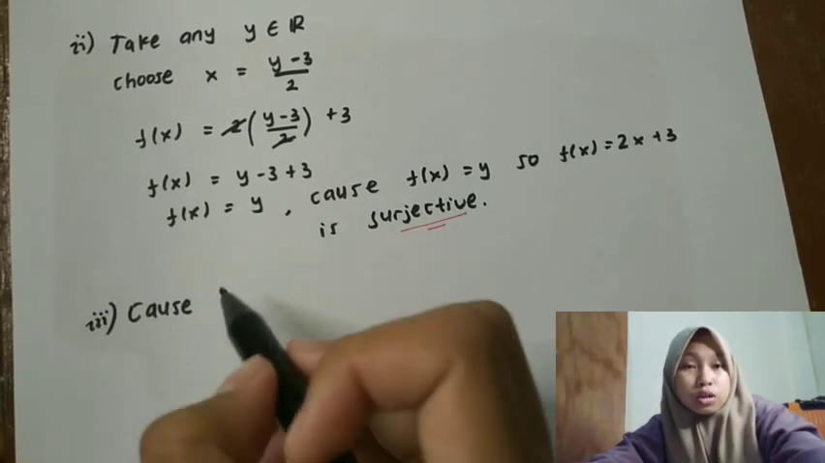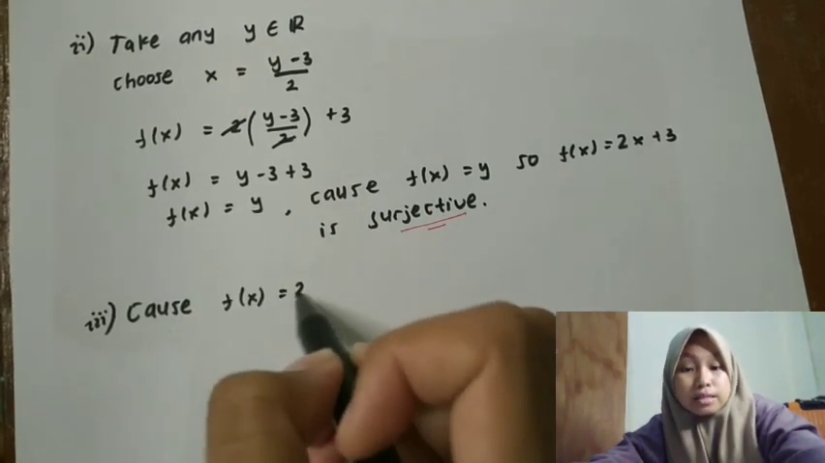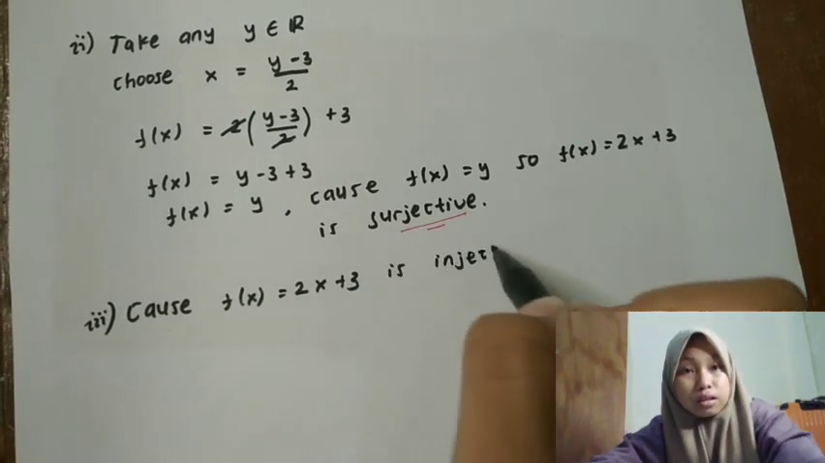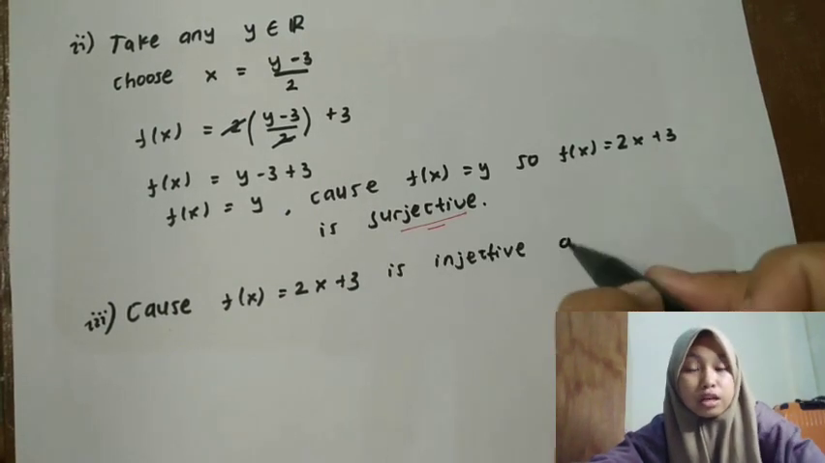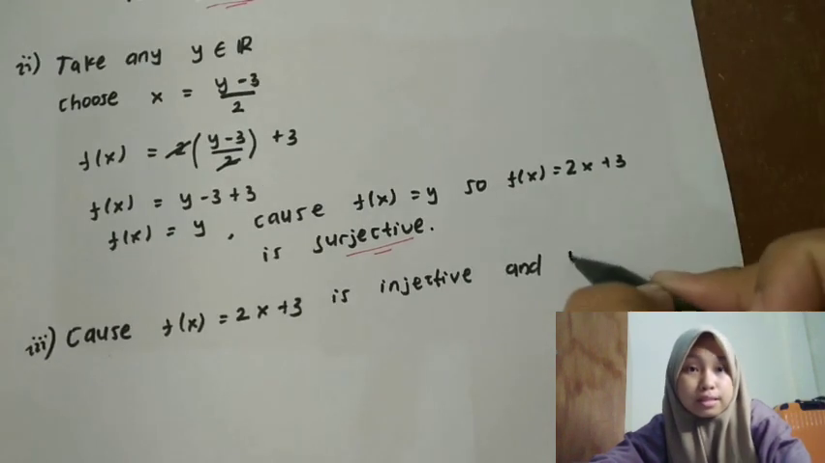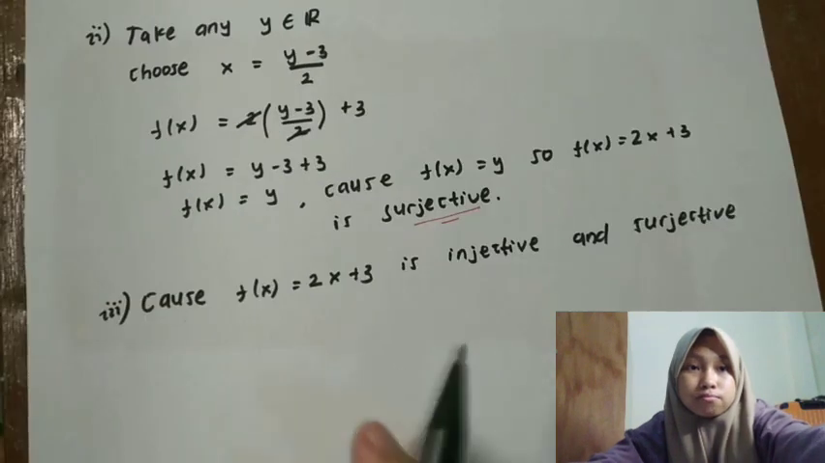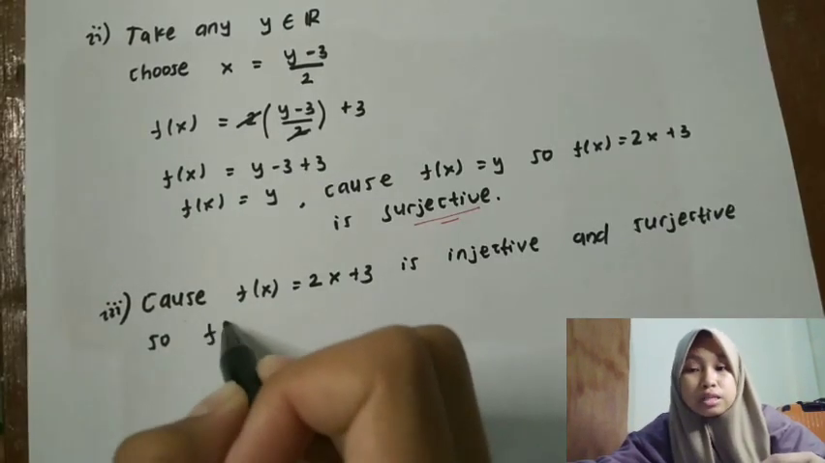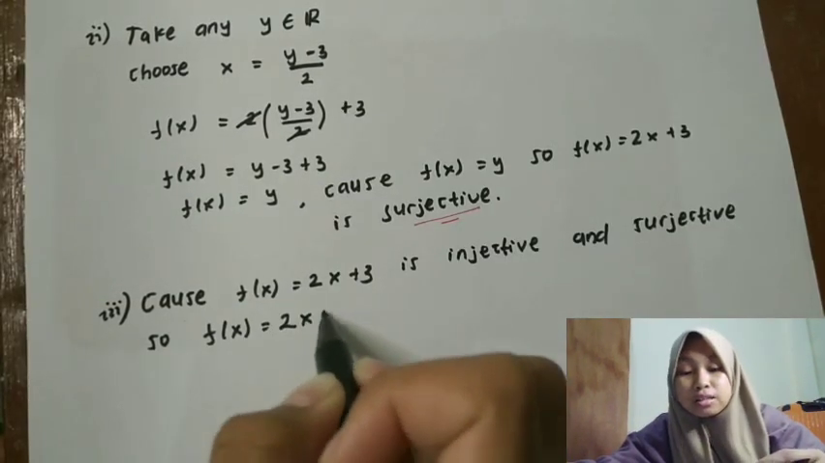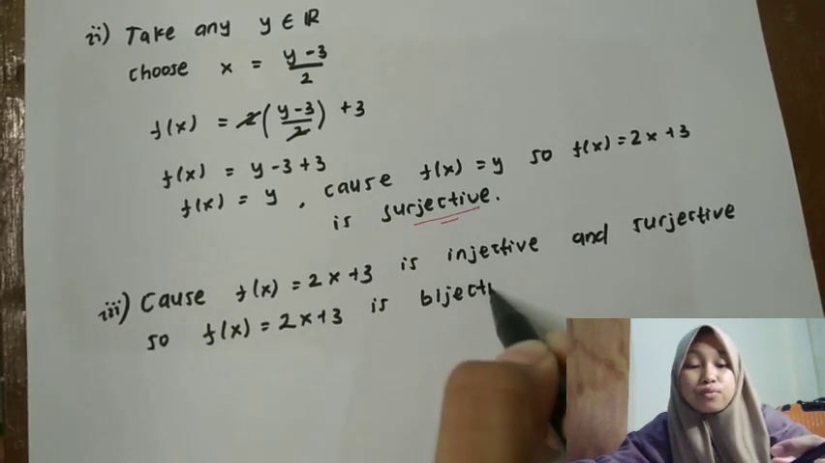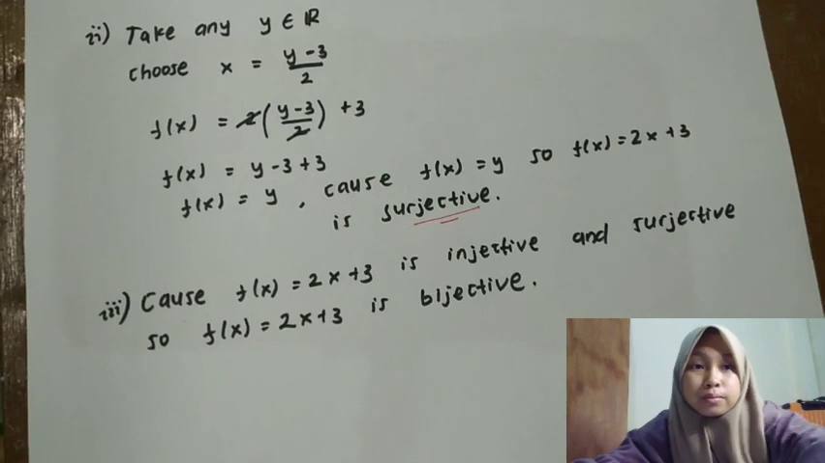Because f(x) = 2x + 3 is injective and surjective, f(x) = 2x + 3 is bijective. Because a function is bijective if and only if the function is injective and surjective.